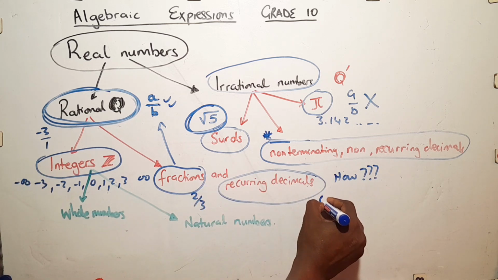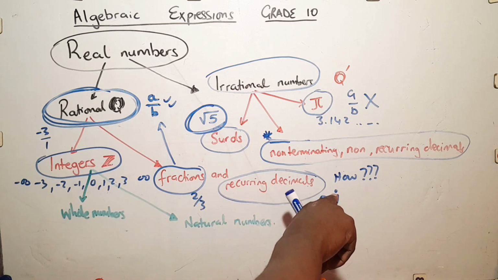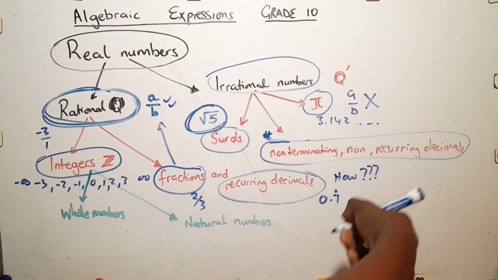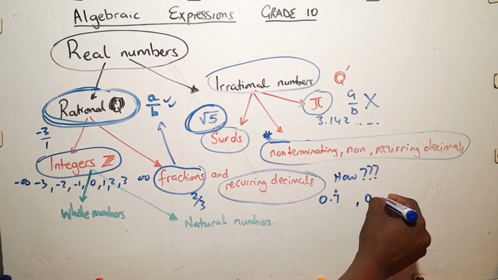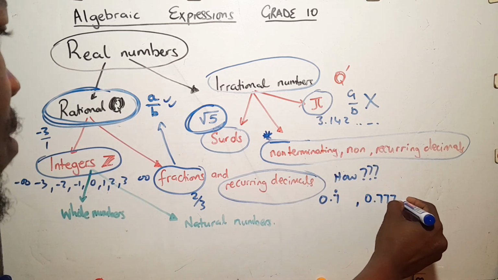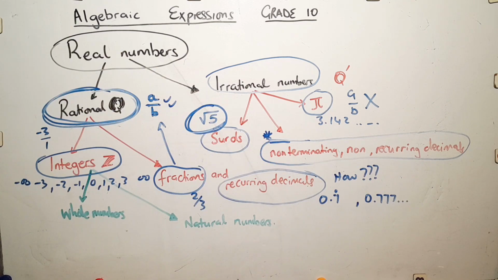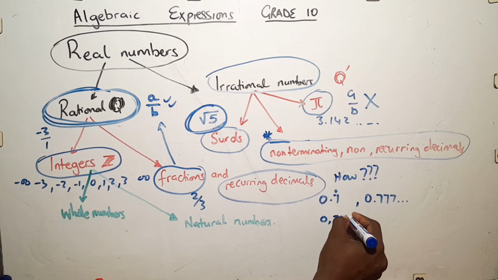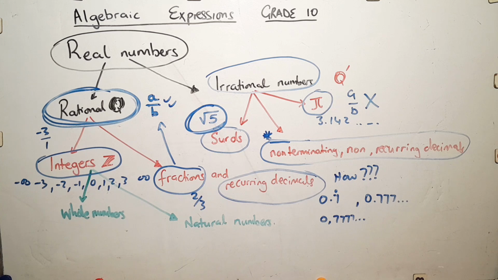So this can be 0.7, like this. If you see something like this, it means that this value is recurring over and over again. This means recurring, or they can also express it with 3 dots like that. It means "and so on", it is continuing in that way. So we can express it as 0.7777 and so on. Those are called recurring decimals.